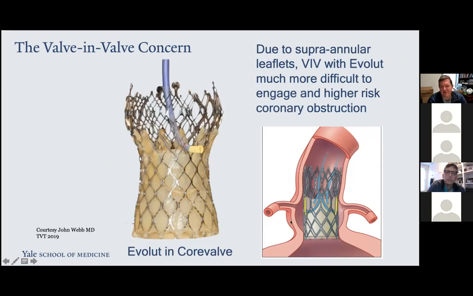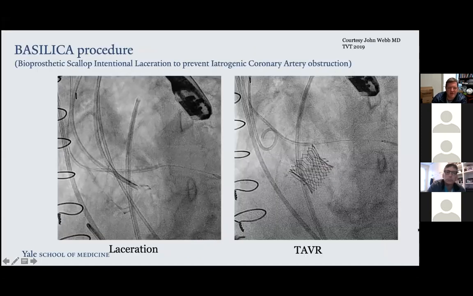And so this is an issue. It's going to both make coronary access quite difficult for these, and also in a large number of patients really increases the risk of coronary obstruction. There are some cool ways to get around this.